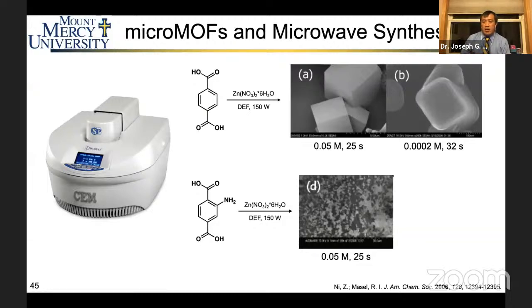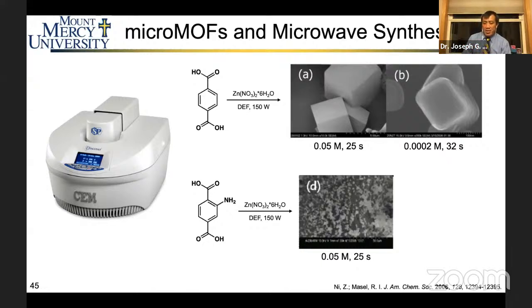What I saw, Maisel's group had found out that if you use a microwave synthesizer with high pressure and high energy, just to zap it, you can create these micron-sized MOFs. Quite nicely, they found that if we decrease the concentration, they started losing a little bit of crystallinity, but the size stayed the same.